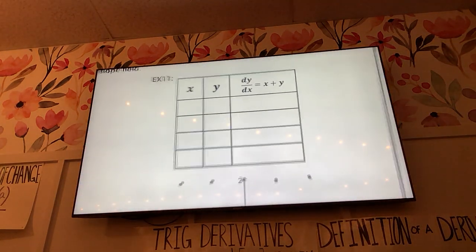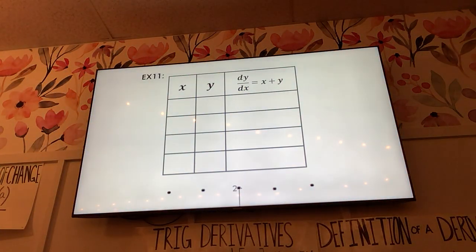Okay, so let's look at 11. So 11 uses x and y, so you kind of have to look for different patterns. You're not going to have that simple horizontal pattern or that simple vertical pattern, because x and y will both affect your slope.